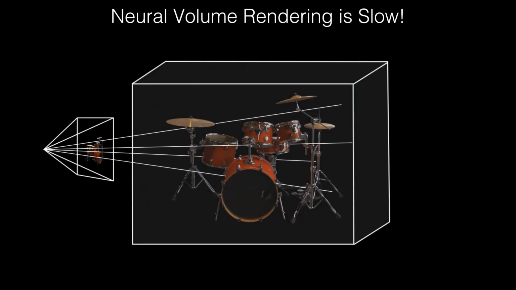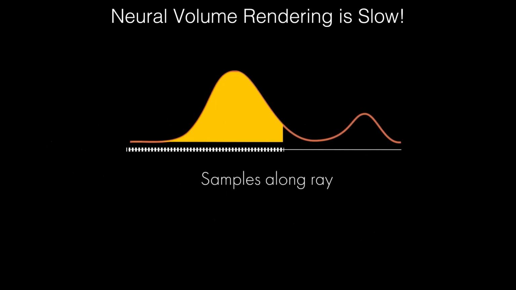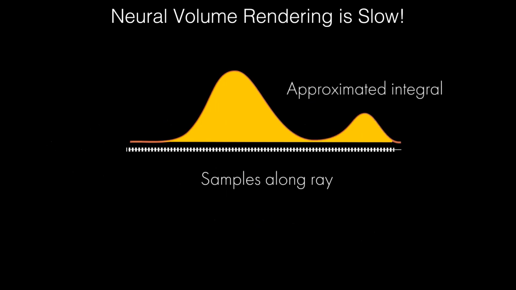Now, the goal for neural volume rendering is to approximate an integral along this ray. So in order to do that, we're going to take many different samples along each of the rays and then approximate the integral. This is a common technique, but it's very slow because you have to evaluate the underlying scene representation for every sample you take along the ray.